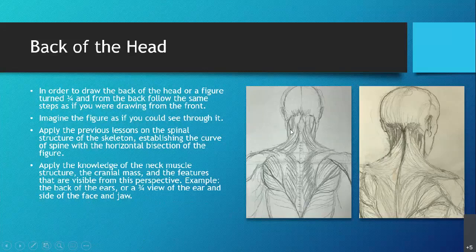And then the sternocleidomastoids you can see here that attach to the back of the skull right behind the ears. You can see it here in a sort of 3/4 view, the sternocleidomastoid, and these are the trapeziuses that attach to the shoulder, and the kind of 3/4 view of the ear and the side of the face and jaw. So make sure you're applying the knowledge to the neck muscle structure, the cranial mass, and the features that are visible from this perspective. So for example, the back of the ears, or of course, this 3/4 view of the ear and the side of the face and jaw.